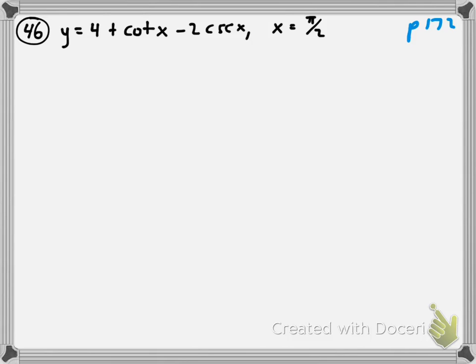46, we've got trig. Always poses problems. Again, we need the derivative, so derivative is negative cosecant squared of x minus 2 times. Now, the derivative of cosecant of x is negative cosecant cotangent. Negative cosecant of x, cotangent of x. And then we need to figure out what's the slope.